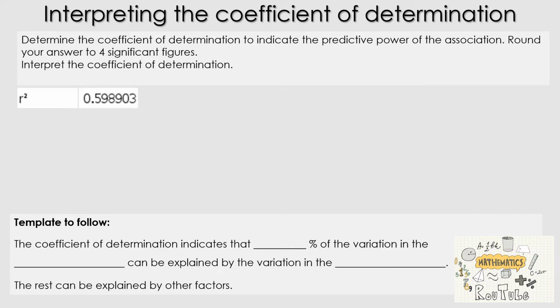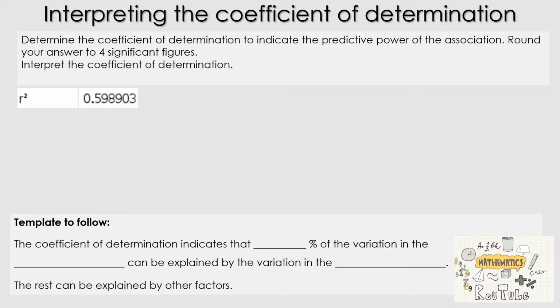Okay, so now we've had a go at the correlation coefficient. Let's have a go at the coefficient of determination. As I said before, the coefficient of determination is the R squared value, which we saw from the previous part of the video: once we perform our statistical calculation on our calculator, the R squared value also pops up, as well as the R value. So the question says here, determine the coefficient of determination to indicate the predictive power of this association.